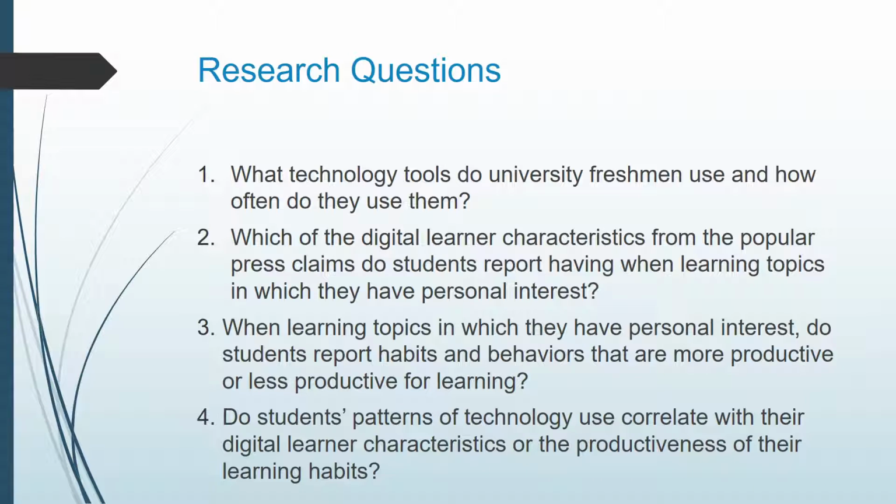So the research questions that Ms. Thompson wanted to look at were: what technology tools do university freshmen use and how often do they use them? Which of the digital learner characteristics from the popular press claims do students report having when learning topics in which they have personal interest? When learning topics in which they have personal interest, do students report habits and behaviors that are more productive or less productive for learning? And do students' patterns of technology use correlate with their digital learning characteristics or the productiveness of their learning habits?